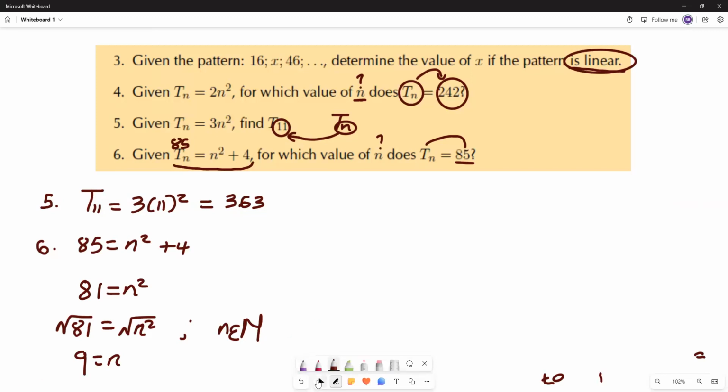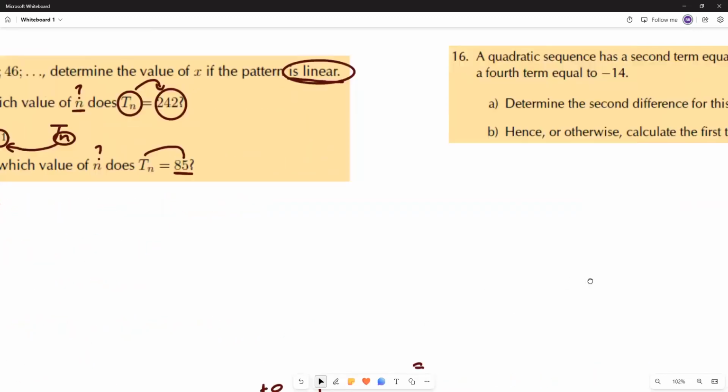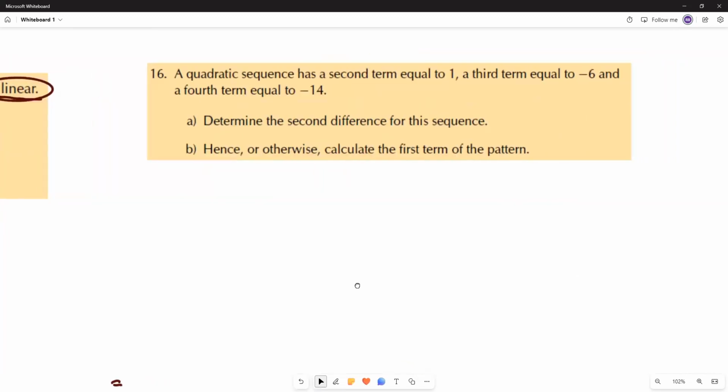Perfect. Let's go to the next question. Let's go to the next question, ladies and gents. So we are on 16 now. Ne?